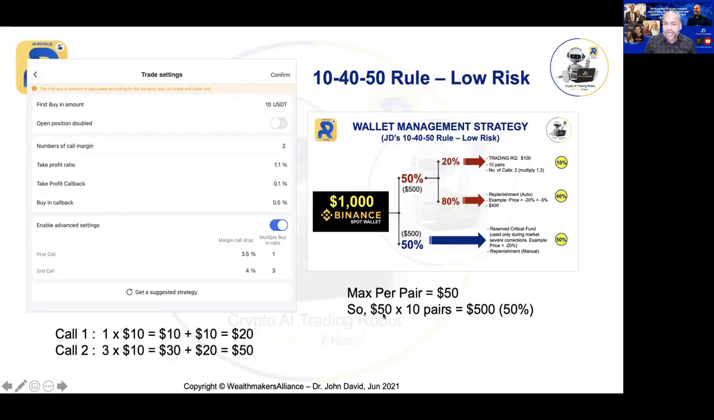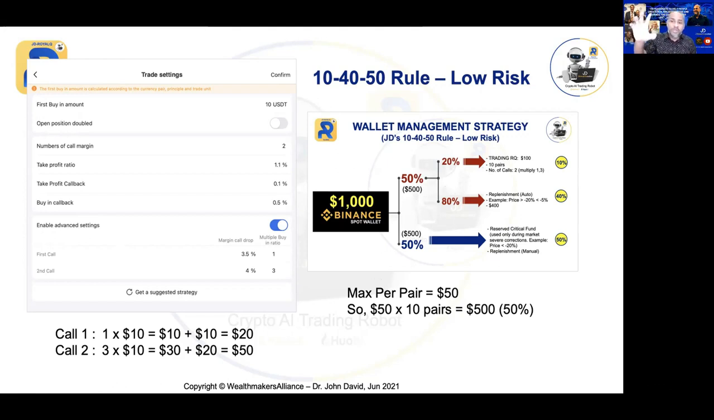So maximum per pair is $50. If you have 10 pairs, that will be $500, right? Can you see that? $500 is equivalent to how much? 50%. So it will use up your first 50%. So the trading and the auto replenishment is already taken care of for the 10 pairs under this wallet management strategy.